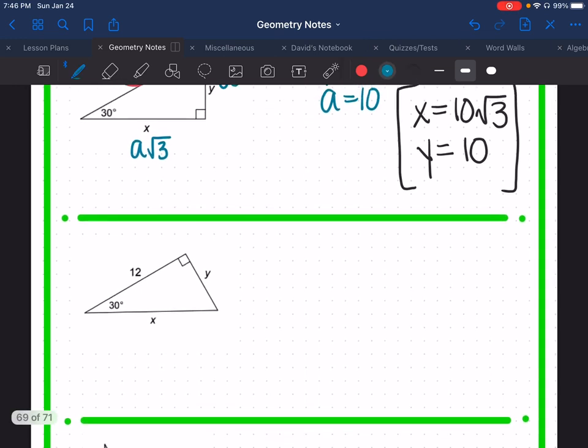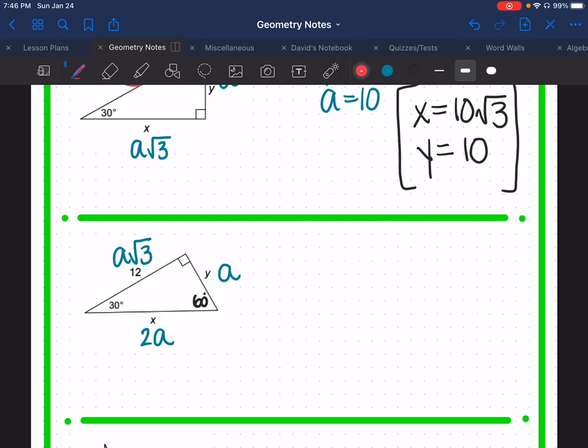Label, label, label. So my 30 degrees is given. I'm going to add my 60 degrees. All right, between the 60 and the 90 is a, my short leg, which is y. Between my 30 and my 90 is my long leg, a times the square root of 3. And then the last side is my hypotenuse between my 30 and my 60, 2a.